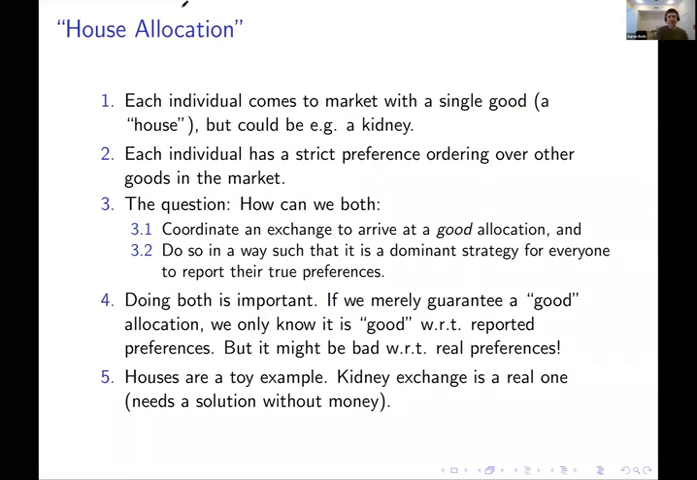Okay, so the good that is coming to market is a kidney, and the individual here is actually a donor-patient pair who are incompatible with one another. And the preferences over the goods are determined by things like blood type compatibility and finer protein profile compatibilities. And it's important to be able to coordinate exchanges of this sort without using money because it's illegal in the US. And this is done. So there are thousands of paired kidney exchanges in the US every year, saving thousands of lives using basically the algorithm that we're gonna talk about today.